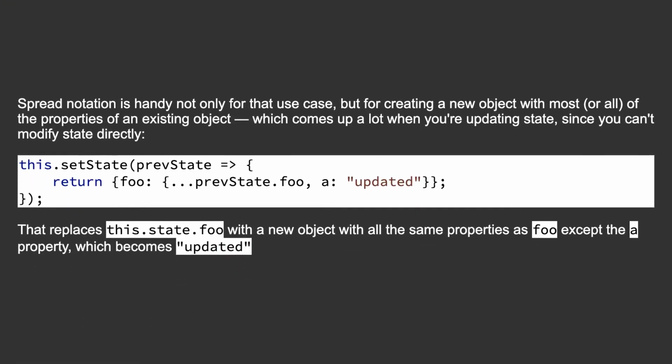Spread notation is handy not only for that use case, but for creating a new object with most, or all of the properties of an existing object, which comes up a lot when you're updating state, since you can't modify state directly. That replaces this.state.foo with a new object with all the same properties as foo except the A property, which becomes updated.